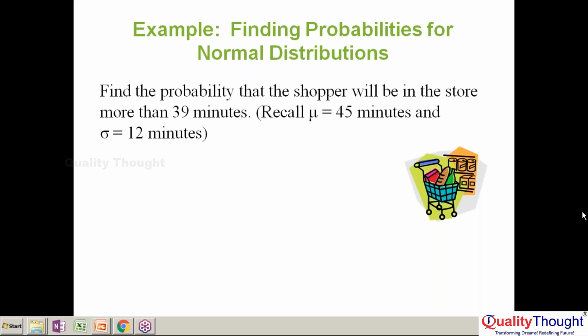We are looking for the probability. Probability will never be negative. Remember that, okay? You need to give me the probability in percentages, otherwise convert that percentage into a general value, which is point something something.